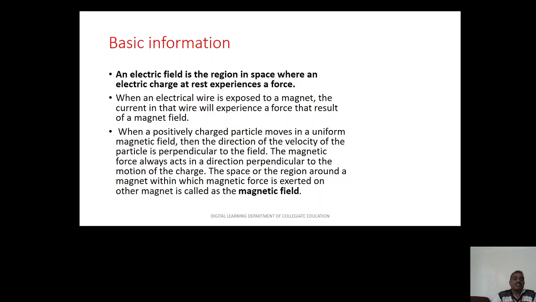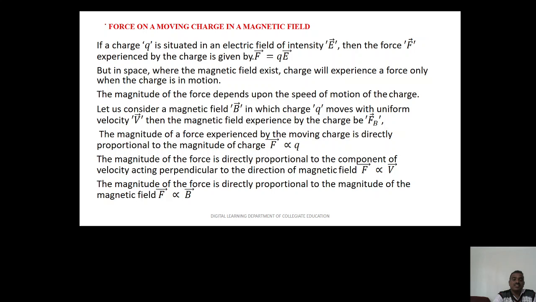When a positively charged particle moves in a uniform magnetic field, the direction of the velocity of the particle is perpendicular to the field, as already shown in the diagram. The magnetic force always acts in a direction perpendicular to the motion of the charge, which is also shown in the diagram. The space or region around a magnet within which the magnetic force is exerted on another magnet is called a magnetic field. This is the basic definition of magnetic field.